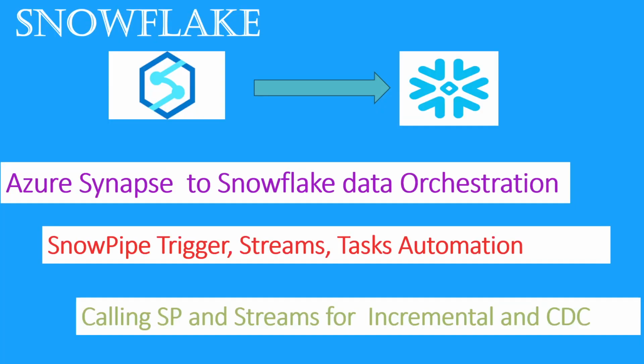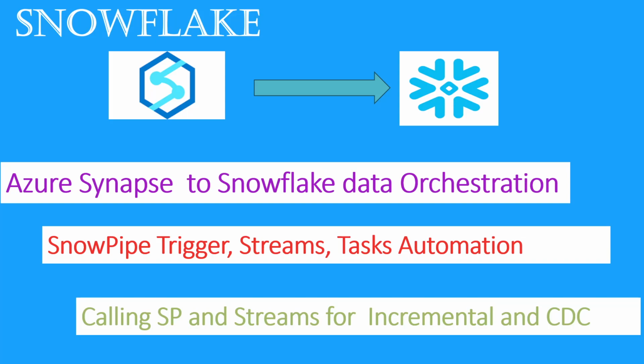So today we are going to see how we can do data orchestration and data integration from source to destination. In this example our destination is going to be Snowflake, and for a bit of orchestration we are leveraging the capabilities of Azure Synapse.